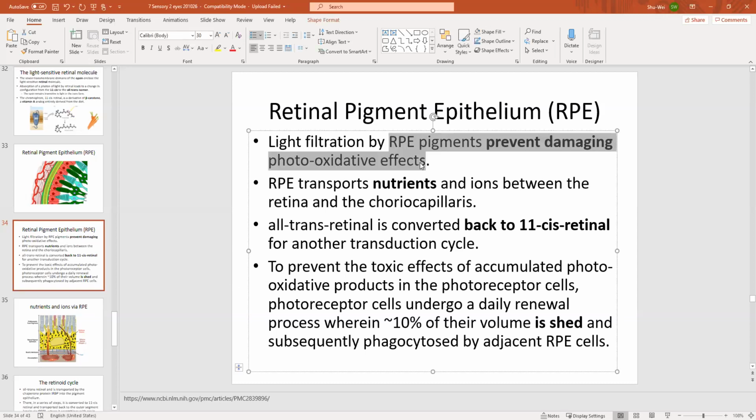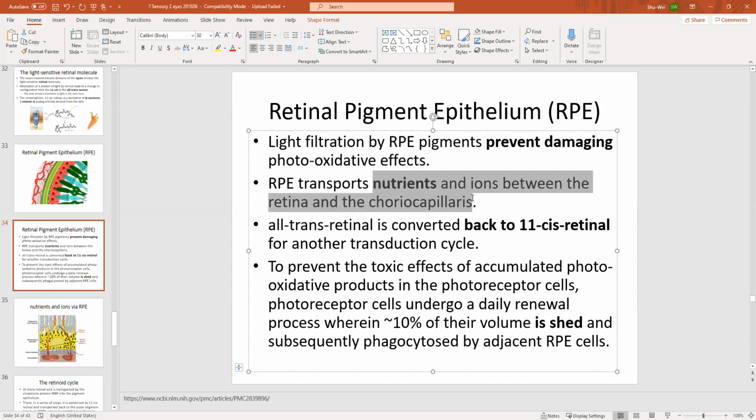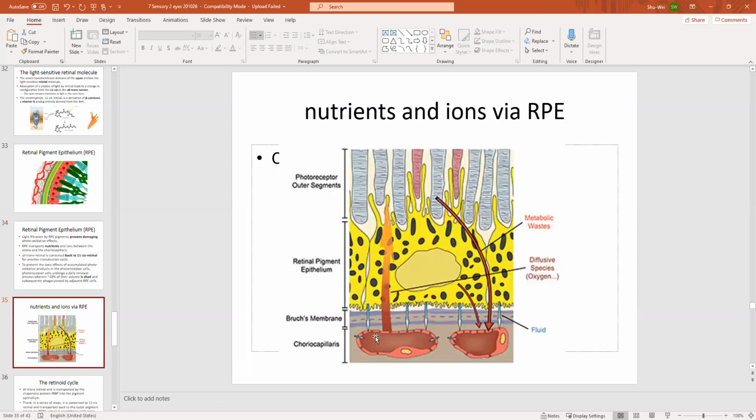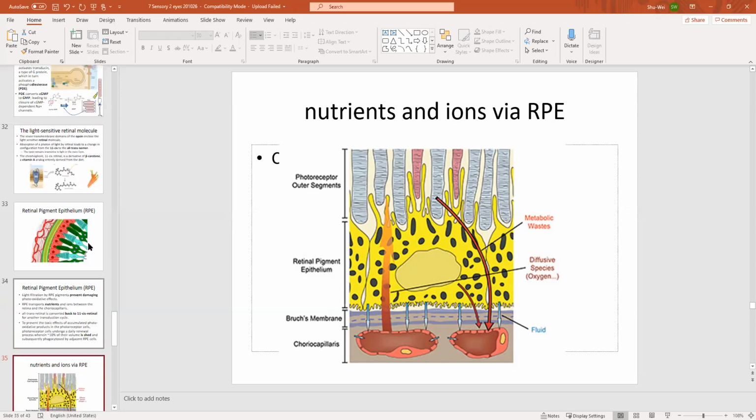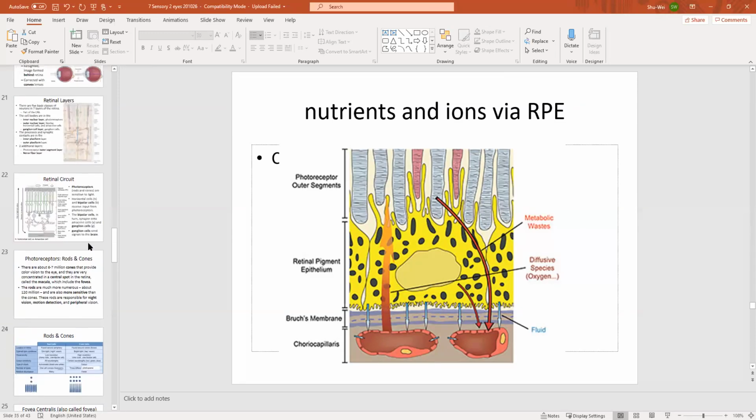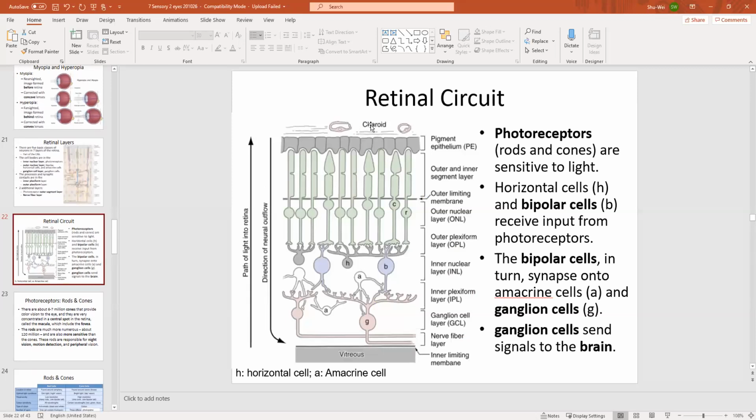We know this one already. Transport nutrients and ions into the retina right here. Underneath this one is the choroid layer, which has capillaries. This is the epithelium cells. So substances can be diffused across to the retina, and the metabolic waste products can also be removed, because in the retina there's no blood. Just so you know, in the retinal layer there's no blood. Blood is here and some blood is here. So it's on these two sides that we have the capillary blood supply.